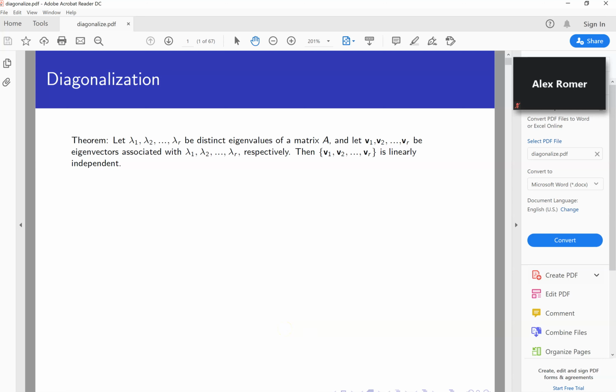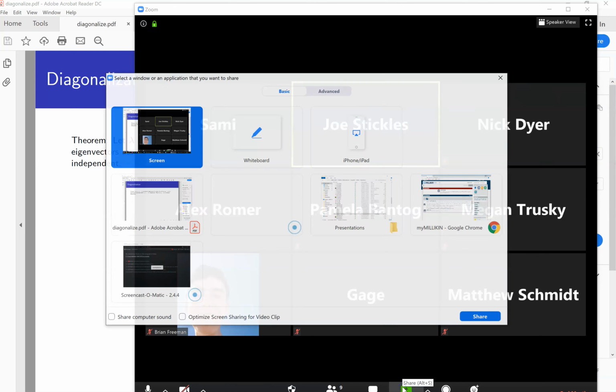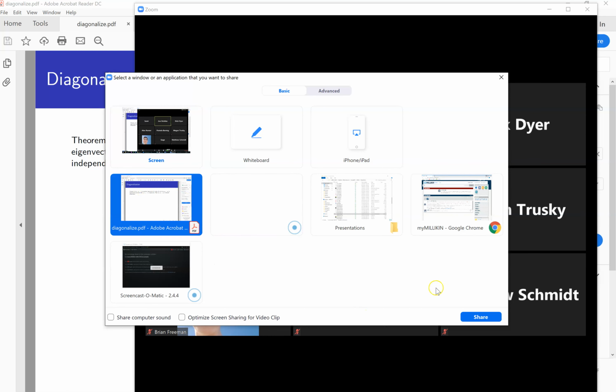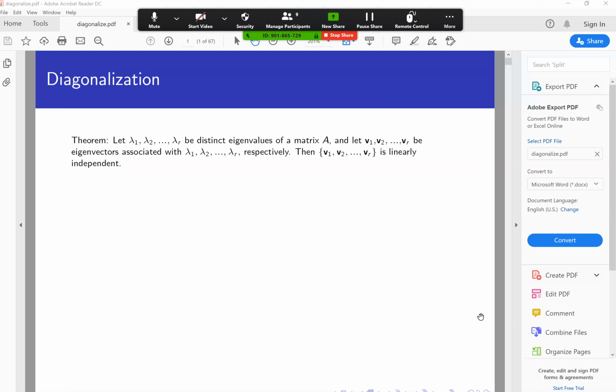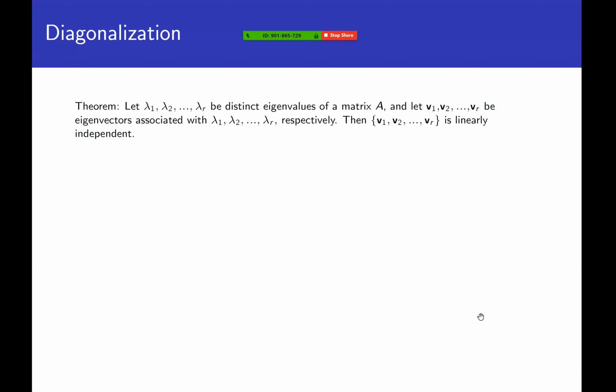So, let's see if I can get to... there it is. Alright, let's try this again. Share. Now am I sharing my screen? Alright. Still see my screen? Yes, okay, cool. Good.